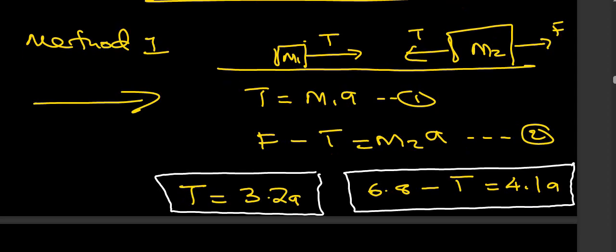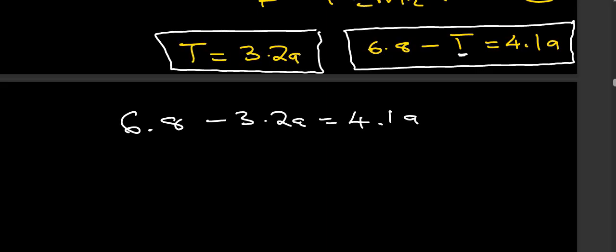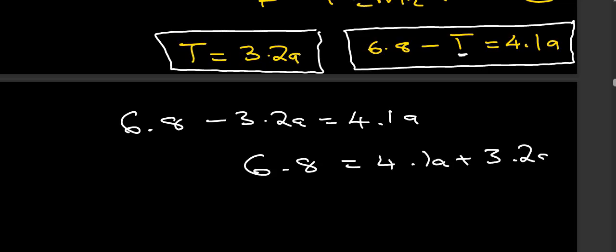Then from these two equations, you notice we can either solve them simultaneously by bringing this on the other side, or we can just make a substitution. We know what T is. T is 3.2A. So where there is T here, we'll replace it. So 6.8 minus 3.2A is equal to your 4.1A, so that now we'll get 6.8 is equal to 4.1A plus 3.2A. This will be 6.8 is equal to, when we add this, we'll simply get 7.3A.